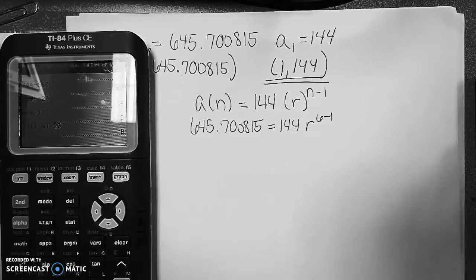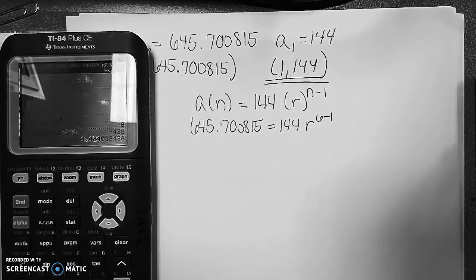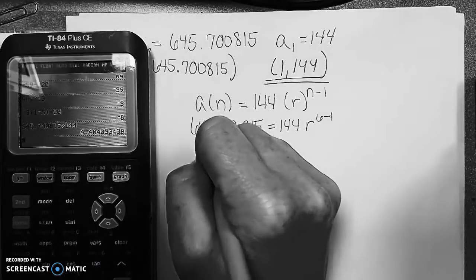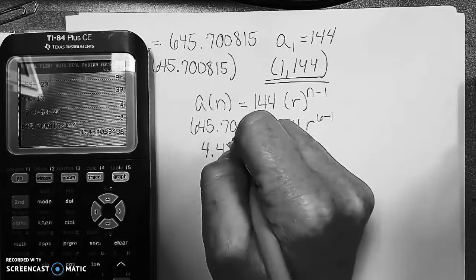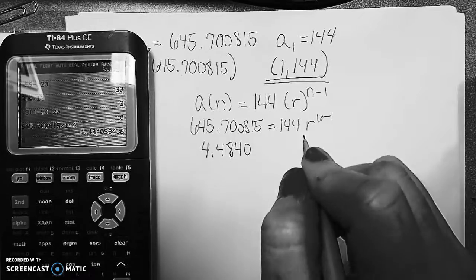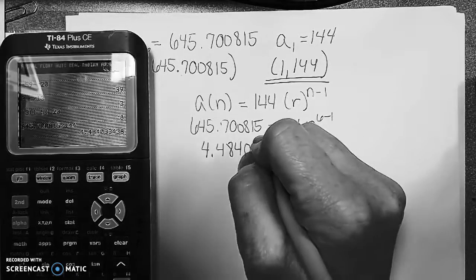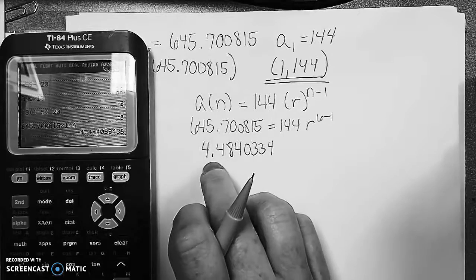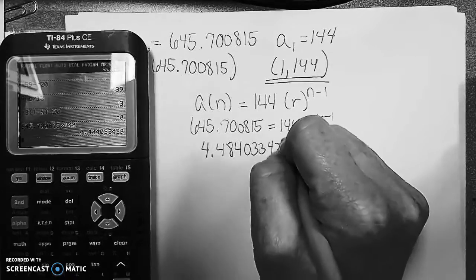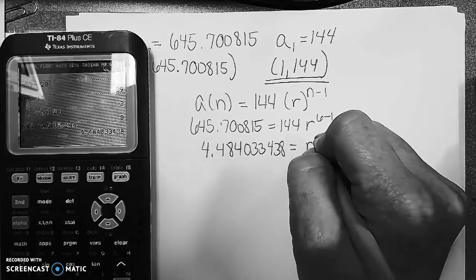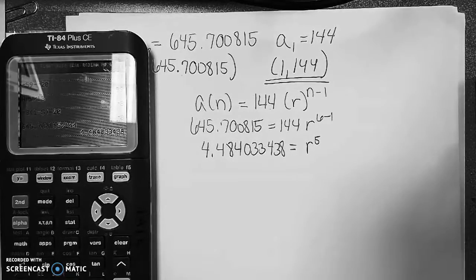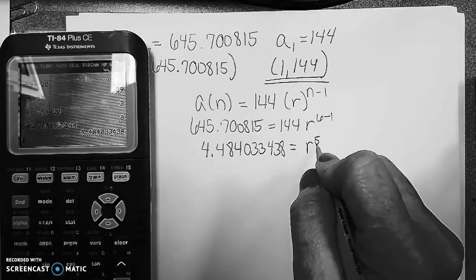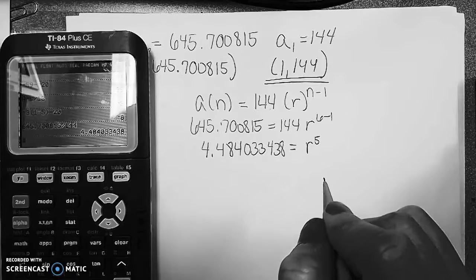So the first thing I'm going to do is take in my calculator 645.700815 and divide it by 144. And it's ugly. Let me make sure I didn't miss any decimal places there. Okay, so now the question becomes that I need to get this r by itself.